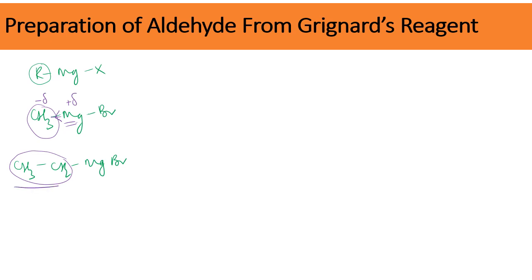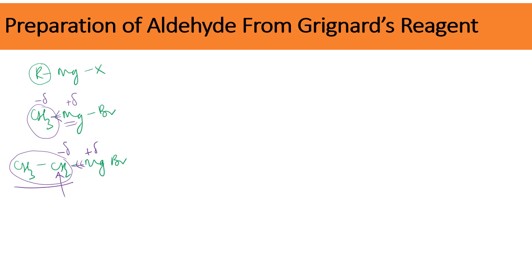Similarly, out of these two carbons, this CH2 carbon is directly attached to magnesium, so it will be getting the electrons directly from magnesium, so this carbon will have a delta minus charge. So just remember that the carbon which is attached to magnesium will be electron rich, it will have a partial minus charge, and magnesium will have a partial plus charge.